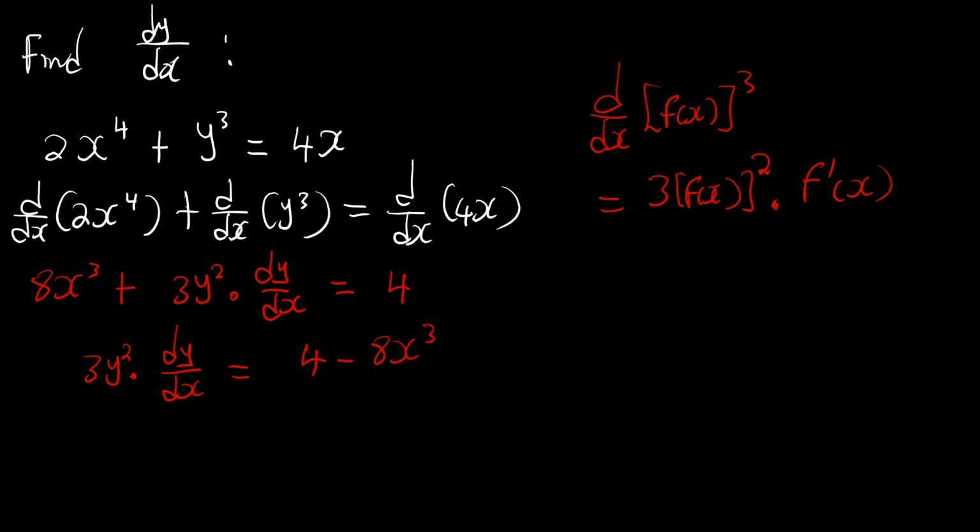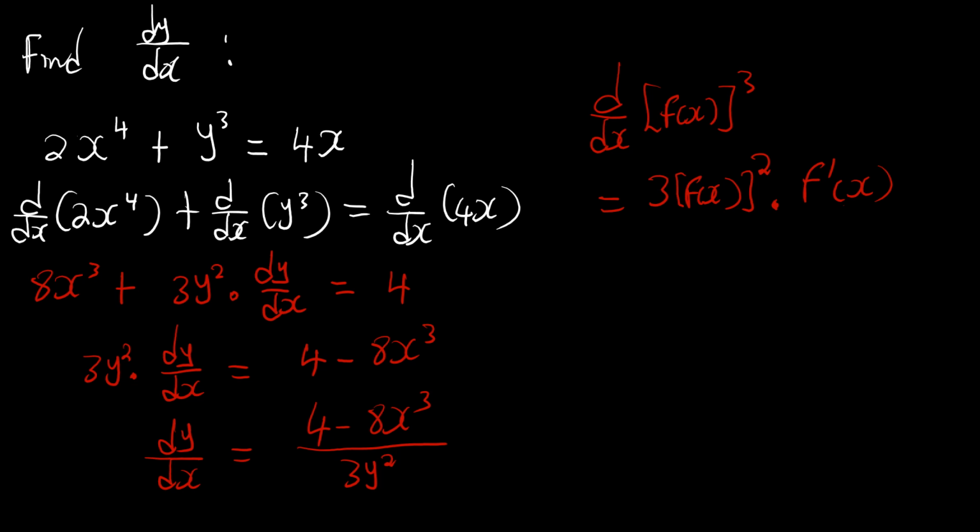So now we are going to divide both sides by 3y squared, and then dy over dx is going to give us 4 minus 8x cubed all over 3y squared. So that is the final answer. So this is our derivative. So this is how we apply the implicit differentiation.